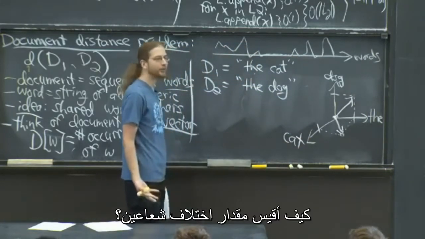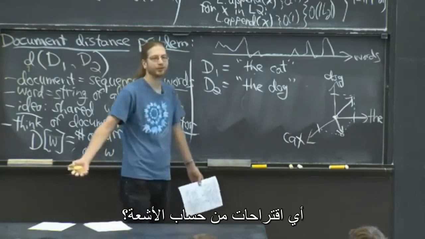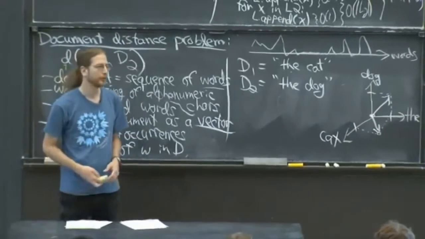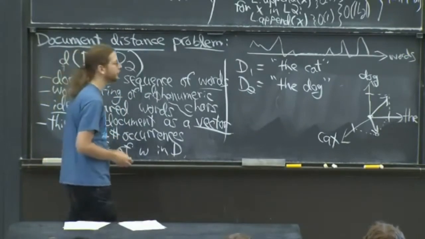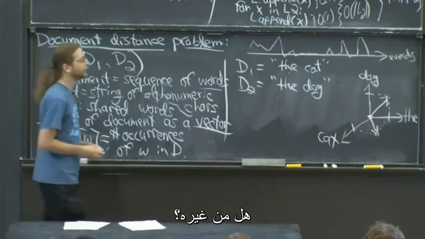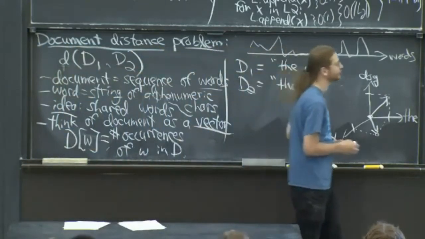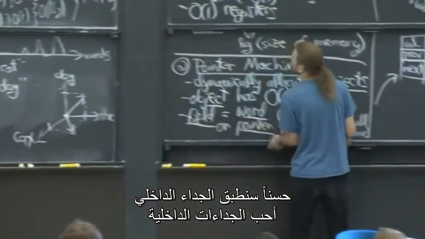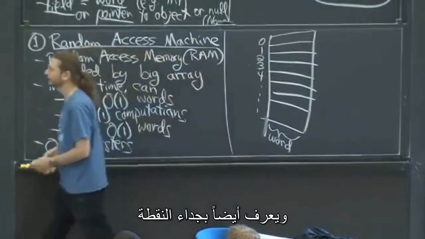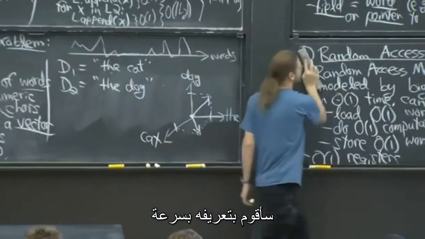So how do I measure how different two vectors are? Any suggestions from vector calculus? Inner product? Yeah, that's a good suggestion. Any others? Okay, we'll go with inner product. I like inner product, also known as dot product. Define it quickly.